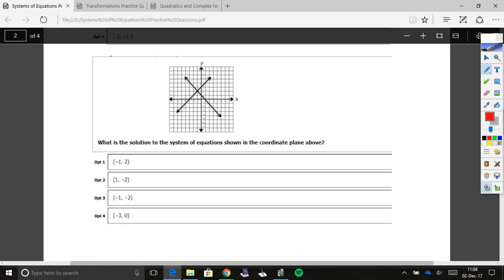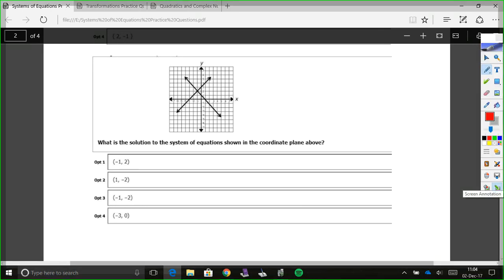All right, this one, same idea. It's 2 lines. It's kind of what we're more familiar with. What is the solution to the system? Again, the solution is where the lines intersect. And that's right here. And that seems to be the point negative 1, 2.